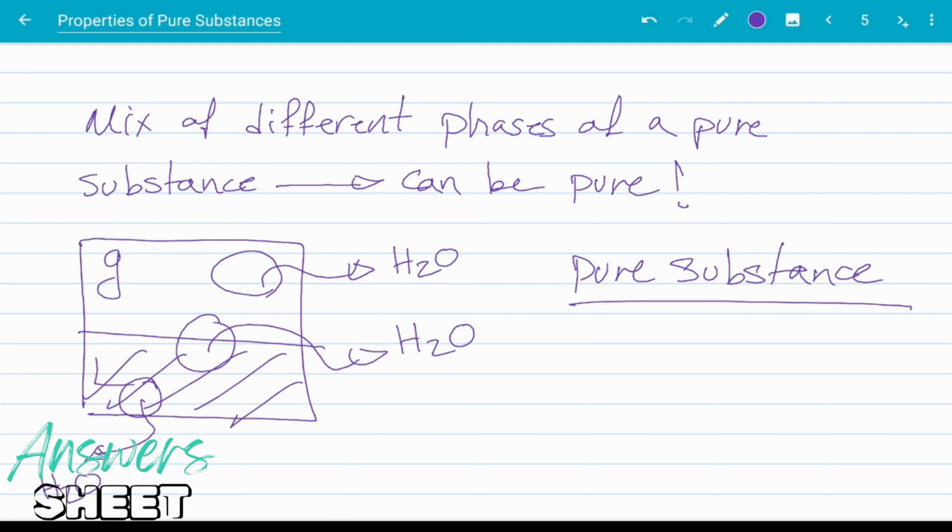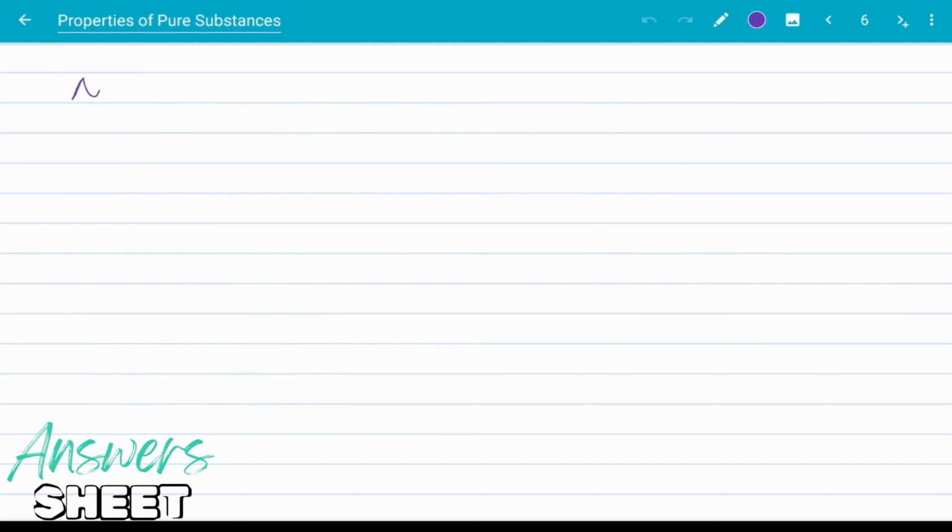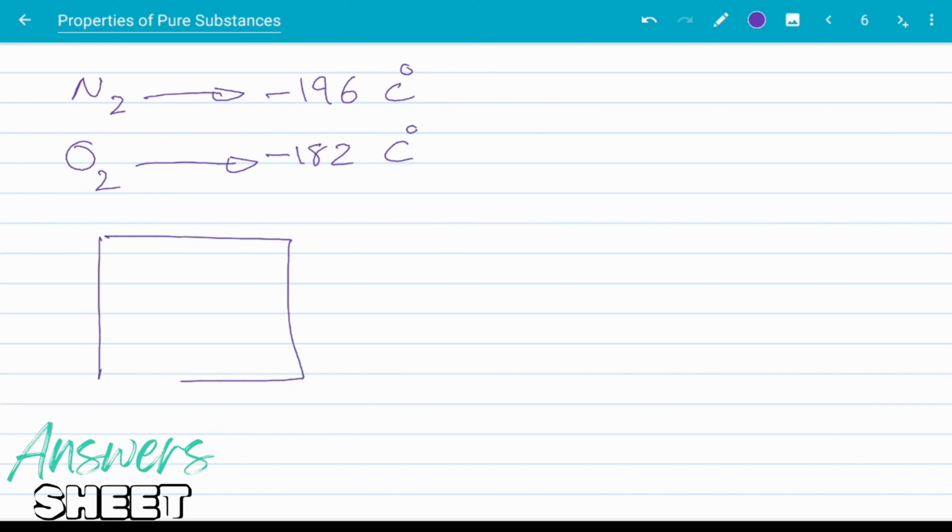The same, however, cannot be said about air, for example. Now, we know that nitrogen has a condensation point or a boiling point at minus 196 degrees Celsius. Oxygen, on the other hand, boils at minus 182 degrees Celsius, right? So let's consider a tank like this where we are keeping some liquid air. So we have gas air here and liquid air here. And the temperature of this setup is minus 190 degrees Celsius.